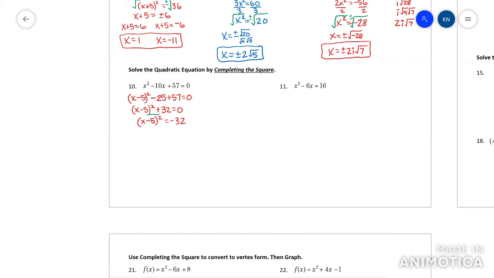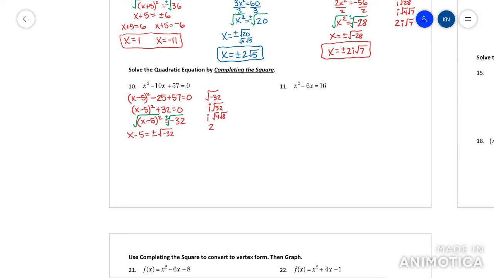Now that the square part is by itself, this is when you would root it. Don't forget plus minus. So now you have x minus 5 equals plus minus root negative 32. Root negative 32 breaks down. You start by taking the I out. So now it's I root positive 32. Root 32 is root 4 times root 8.